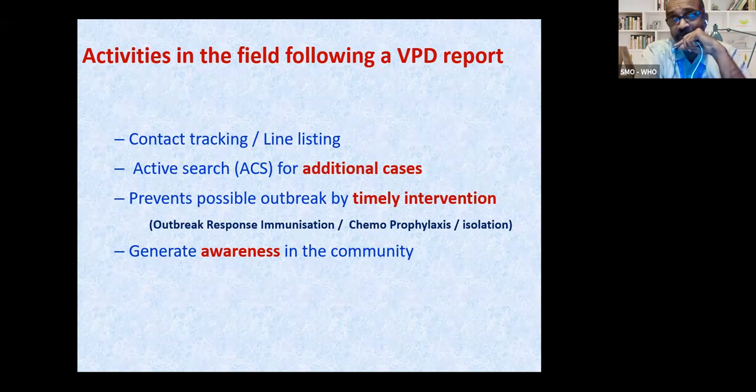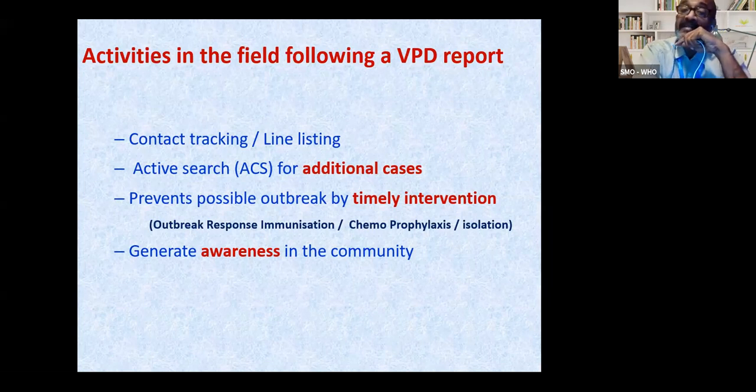Any child who is left out or dropped out will be immunized with either penta, DPT, TD, or whatever age-appropriate vaccine. In an adult, if that person has not received any vaccine for the past 5 years or more, you give an outbreak response immunization. Then we do chemoprophylaxis. If it's a diphtheria case or a pertussis case, all the contacts will be given chemoprophylaxis, whether erythromycin, azithromycin, whatever, as per the guidelines. And at the same time, we isolate the patient, and maybe we quarantine some of the contacts.